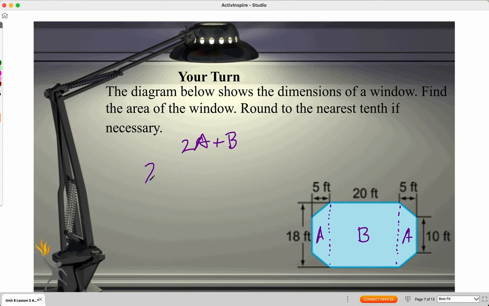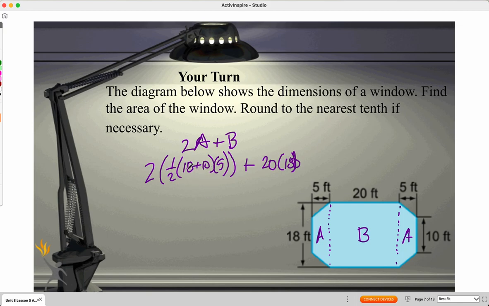Well, so 2 times 1/2 of base 1, which is 10, plus 18, times 5. Excuse me, I need an extra parenthesis there to finish up. Plus 20 times 18. Sorry, 20 times 18. There we go. So let's just do our math.